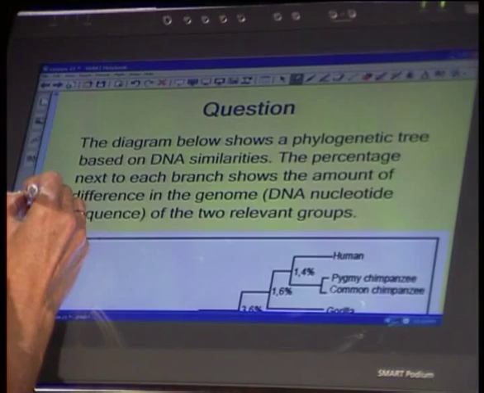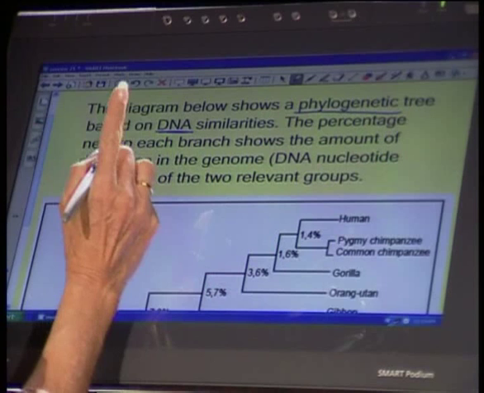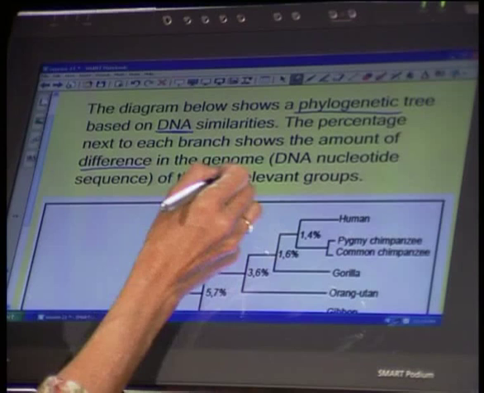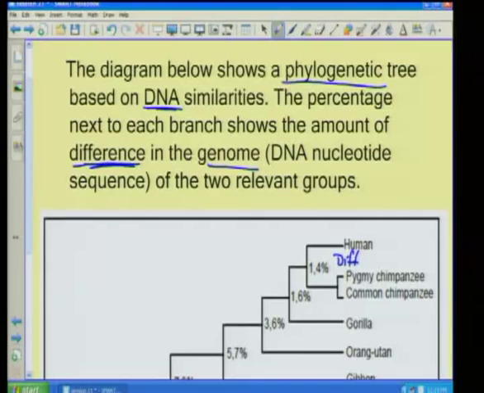All right, let's look at this question. The diagram below shows a phylogenetic tree based on DNA similarities. The percentage next to each branch shows the amount of differences in the genome. So it's the differences that you are seeing. So there it would be a 1.4% difference. So all of these are differences. Make sure that you write it somewhere on this graph so that you remember the DNA nucleotide sequence of the two relevant groups. So let's have a look at our groups.